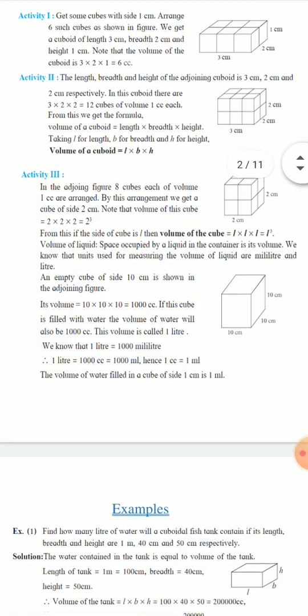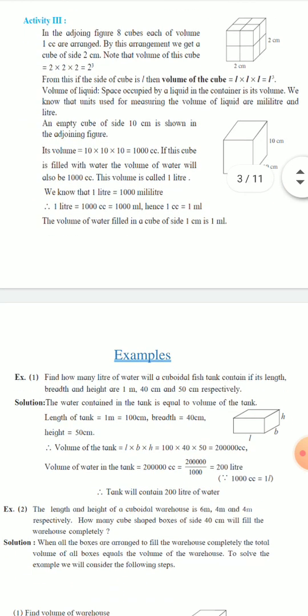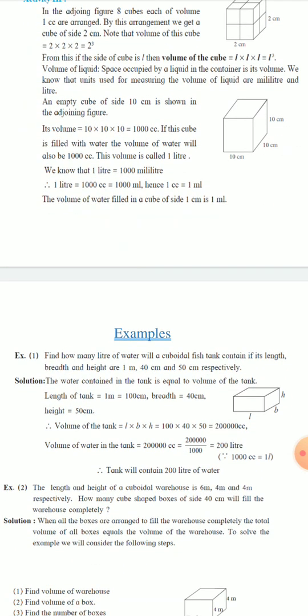Okay, we will proceed. So this is the basic of how the formulas are generated and what the practical applications of these geometries are. Now we will solve some examples, and with the help of these examples we can easily understand the concept. Let's start with the first example. Find how many liters of water a cuboidal fish tank will contain if its length, breadth and height are 1 meter, 40 centimeter and 50 centimeter respectively.